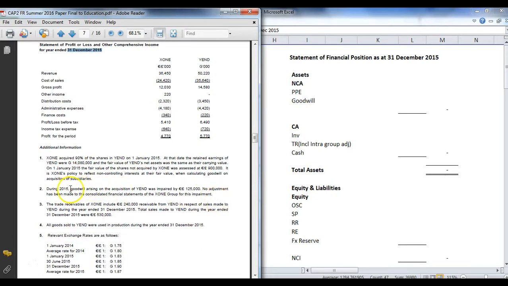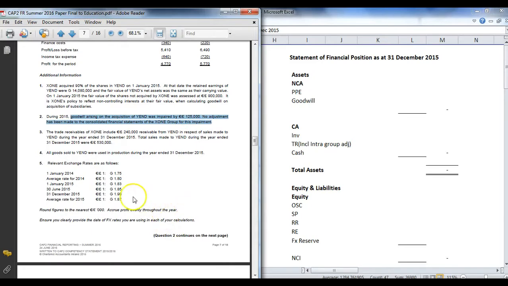So you're told during 2015 goodwill on the acquisition was impaired and it hasn't been accounted for. You're told there are intergroup balances between trade receivables, and there has been intergroup trading during the year. So again, we're going to have some adjustments there, which is fairly typical in consolidation questions. Finally then, we're told all the goods sold to Y End were used in production during the year. So note 3 and note 4 are related. They're all about intergroup trading. And finally then note 5, you're given a number of different exchange rates, and it's up to you, based on your knowledge of IAS 21, to figure out what's the relevant exchange rate depending on what calculation you're doing.